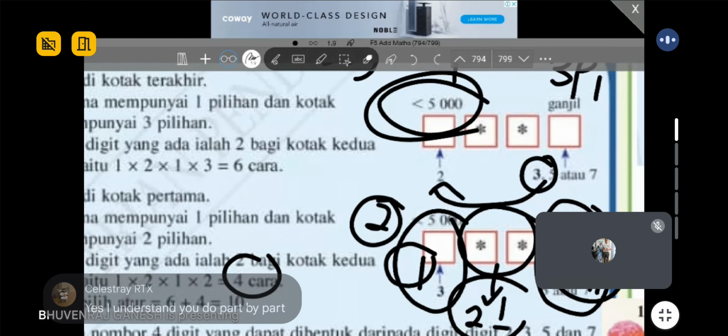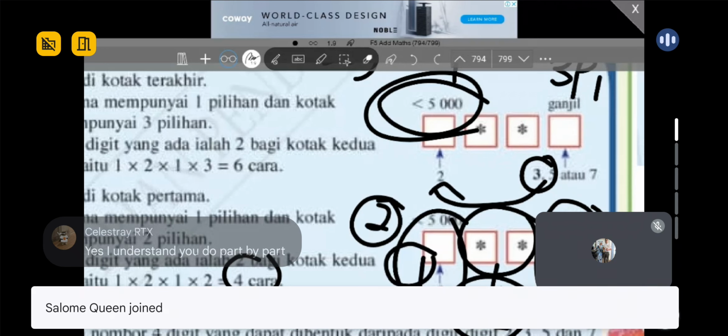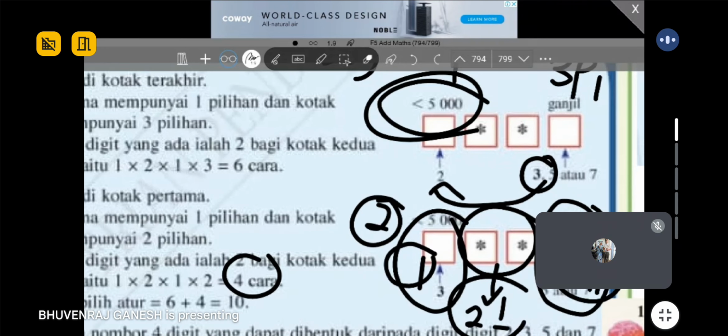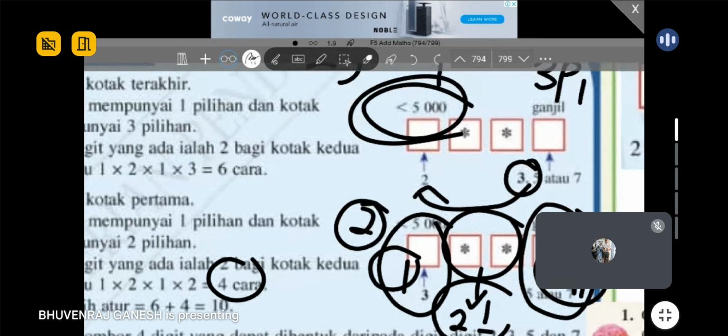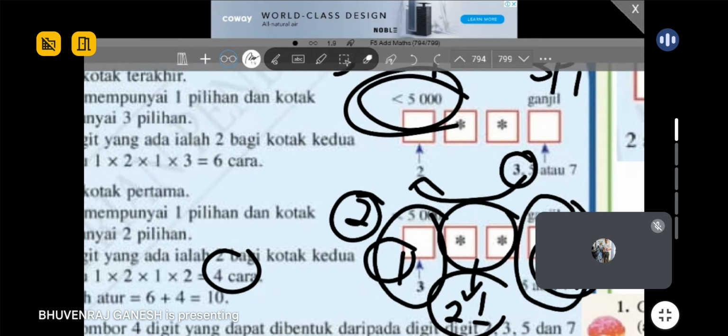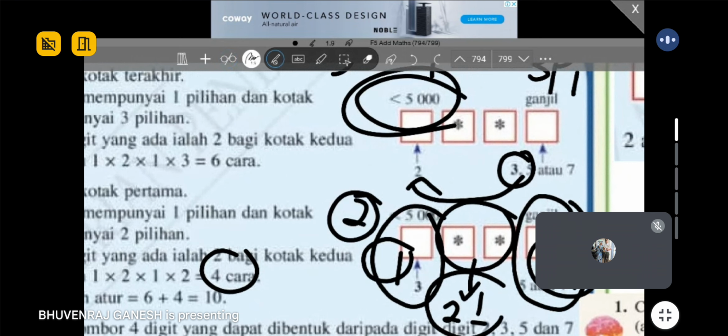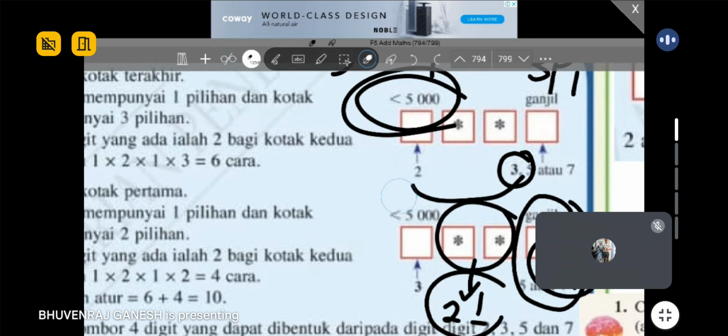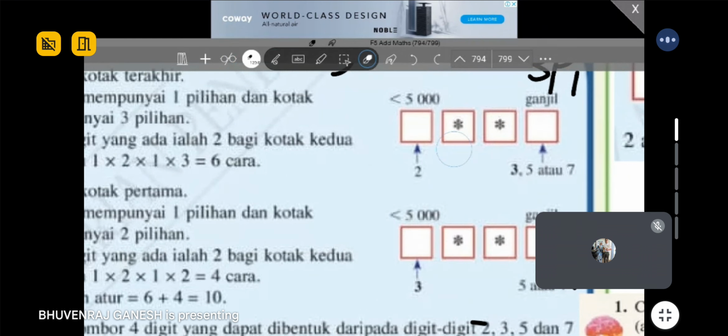Ada banyak nak kena bayangkan. So make sure you are calm. Okay, when doing this type of question, kena sabar. Then only your idea will come. If you are panicking or something, then it's very hard to do this type of question. Okay, because this question needs time, perlu masa. So it's better if you do the other chapter, then come back to this question so that you can focus on it. Because it will take time, this question.